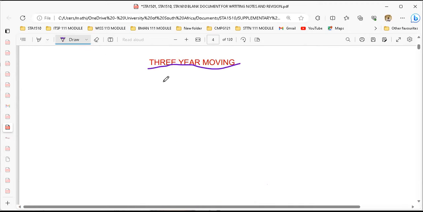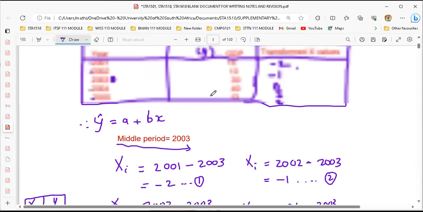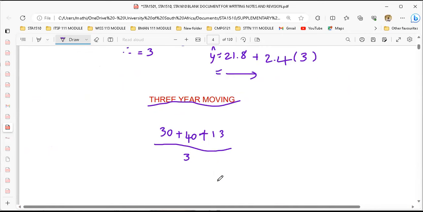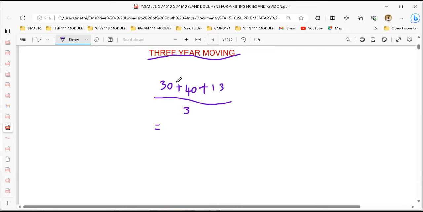So I'm going to say 30 plus 40 plus 13. Because they said the 3-year moving average, I divide by 3. If they say 5, I divide by 5. And then obviously I divide by 3, and then I get my answer for the 3-year moving average. I hope you all understand.